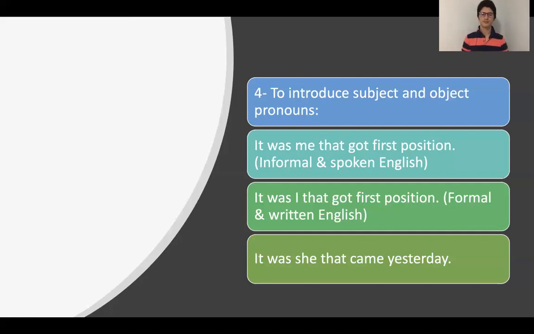But in spoken or informal English, it's okay. You can use an objective pronoun like this. It was me that got first position. Or also you can say, it was them that came late in the class. Or also you can say, it is her that speaks loudly. Okay? So in this situation also you can use a cleft sentence.